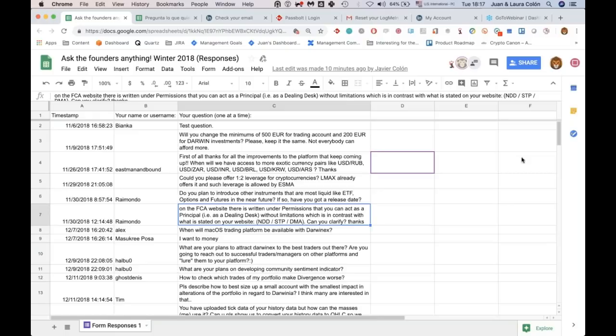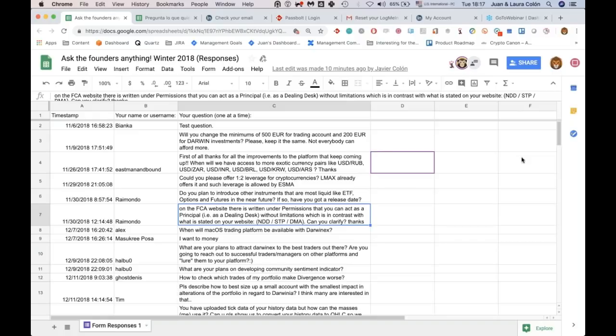No. Okay. So on the FCA website, it is written under permissions that you can act as a principal, i.e. as a dealing desk without limitations, which is in contrast with what is stated on your website: non-dealing desk, STP, DMA. Can we clarify? Thanks.